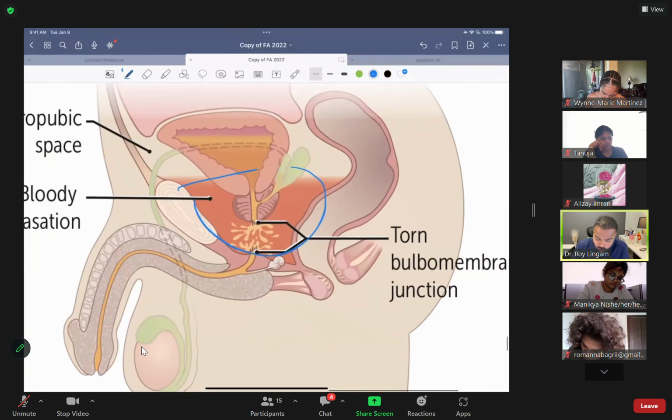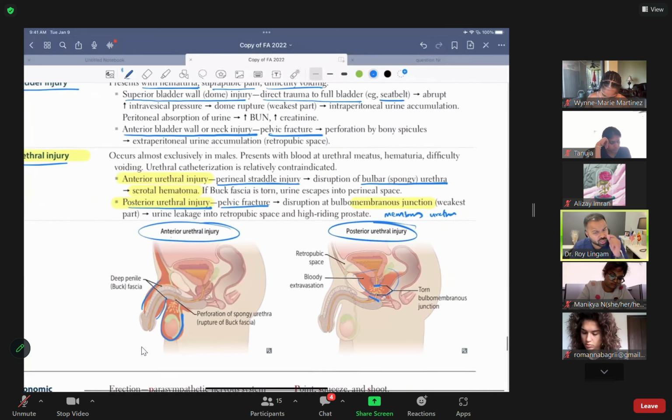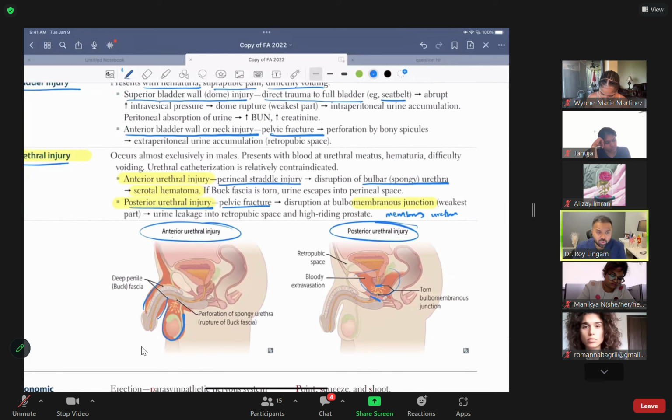Now that brings you to your question. Where is the membranous urethra? The membranous urethra is basically after the prostate gland, before it enters the bulb. Is that clear, folks? That's the membranous urethra. We're going to do a question that has a beautiful picture, then we will learn even better. Now here, the urine leaks into the retropubic space and there is a high-riding prostate. So how do you differentiate anterior versus posterior? Anterior, you have hematoma around the scrotum and the penis. There's an outside problem, whereas posterior is an inside pelvic problem. Is that clear, folks? All right.